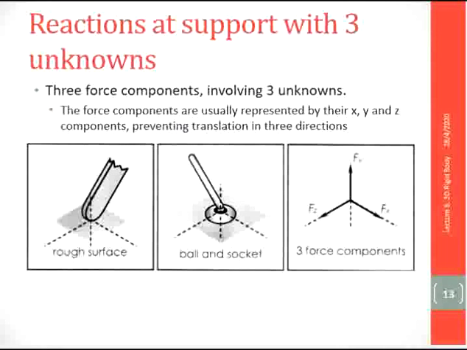And for the three unknowns, the rough surface. Because the surface is rough here, it is considered unable to move in this direction, and for sure toward up and toward down there is no translation, so there are reactions toward up, toward x and z. Same with ball and socket.